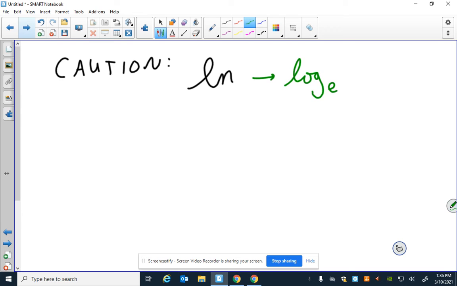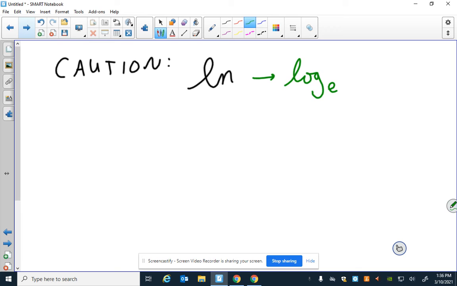It's not the capital E. It's a lowercase e. It's a special number in math. It means something cool involving exponential growth. We're not dealing with it right now. But if you see ln, it's a kind of log thing. All the log properties obey that one.